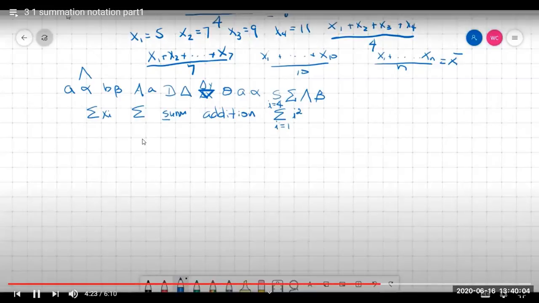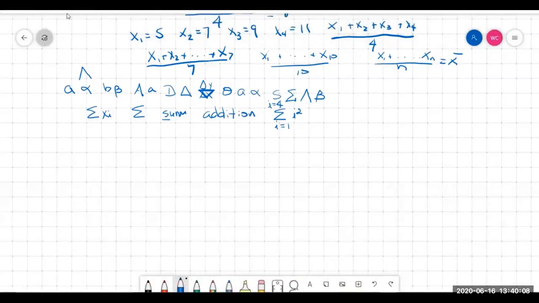Let's just review what it means. All it means is that you put I equals 1 into here, then you put I equals 2, then you put I equals 3, then you put I equals 4, and you stop there because this is the last one.